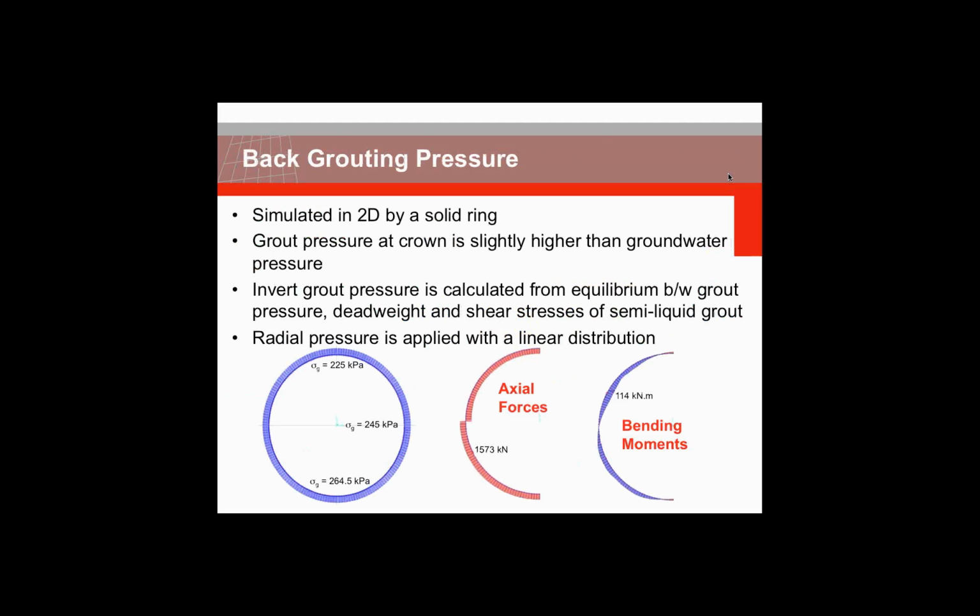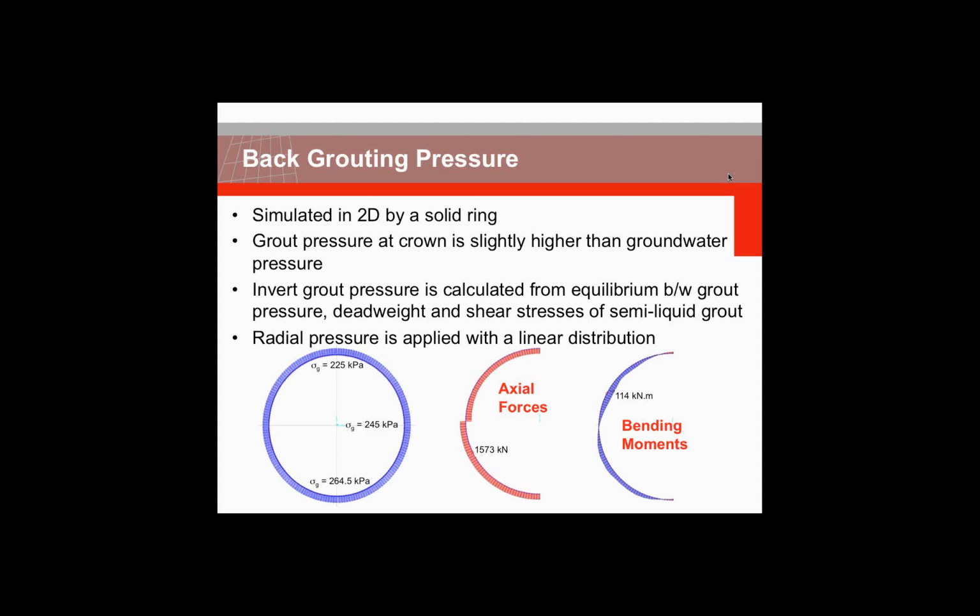The next loading cases that we are reviewing here are backgrouting pressure. Backgrouting is performed to fill a tailwater gap that is created between the ground and the tunnel lining. It is usually simulated in two dimensions by a solid ring, shown below, and grout pressure at the crown is slightly higher than groundwater pressure.